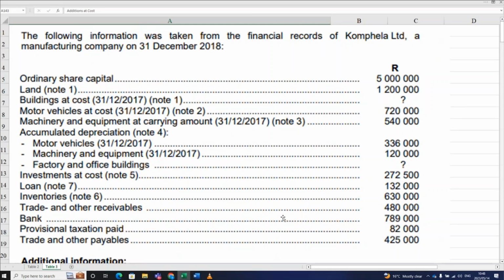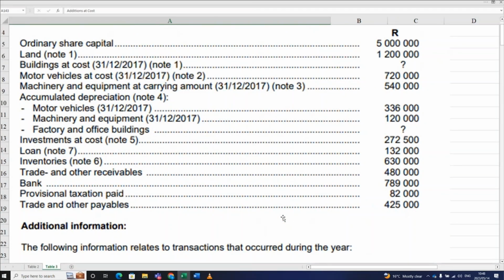The following information was taken from the financial records of Komphela Limited, a manufacturing company, on 31 December 2018. Ordinary share capital is 5 million. You've got land at 1.2, buildings at cost, machinery and equipment at carrying amount, accumulated depreciation of the different assets, investments at cost, loan and inventories, trade and other payables, bank, provisional taxes paid, and trade and other payables.